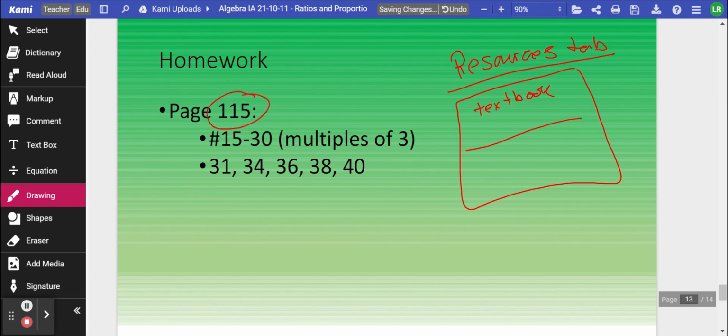Page 115 is where it starts, and then it's 15 to 30. You're only doing the multiples of 3 within that. So you're 15, then skip to 18, 21, 24, 27, 30. You're not doing all those problems, just the multiples of 3. And then you have this set of 5 problems to finish it off that has some word problems and a few more solving problems. That's our homework. We'll be going over this when we're back in class the next time.